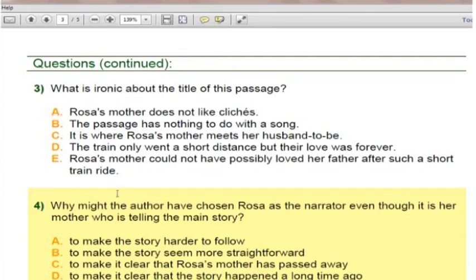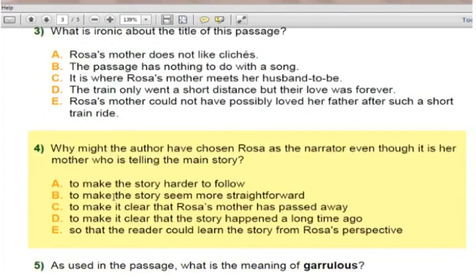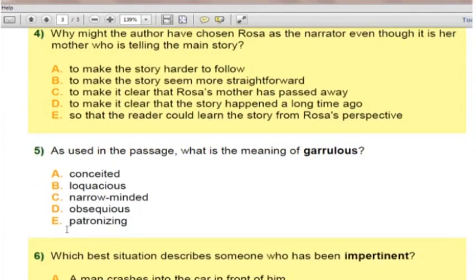This is your question number 3. I would ask you question number 4. Why might the author have chosen Rosa as the narrator even though it is her mother who is telling the main story? A option is to make the story harder to follow. B option is to make the story seem more straightforward. C option is to make it clear that Rosa's mother has passed away. D option is to make it clear that the story happened a long time ago. And E option is so that the reader could learn the story from Rosa's perspective. I think it's option E.